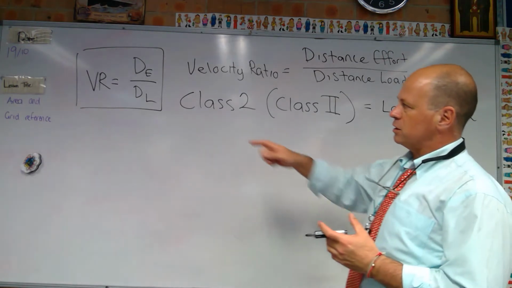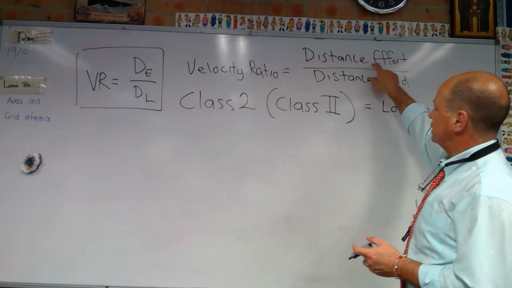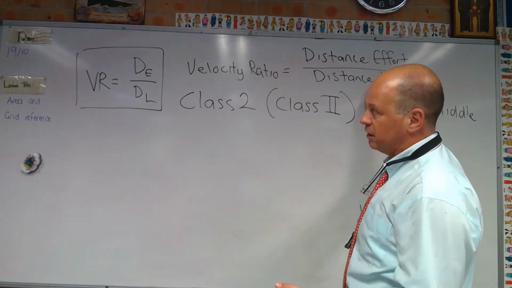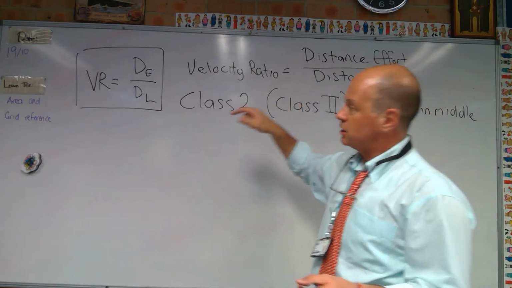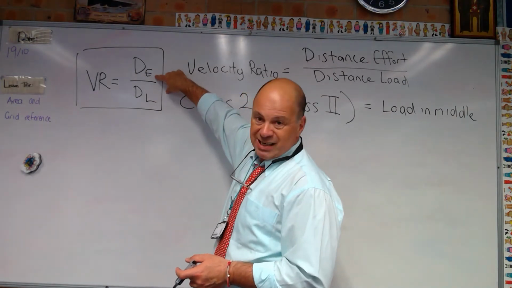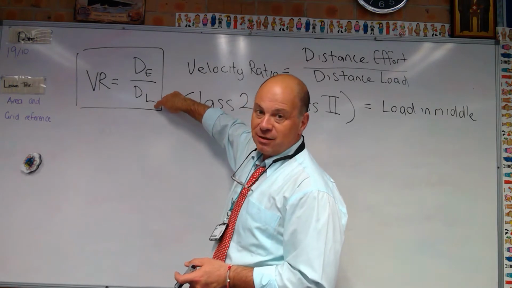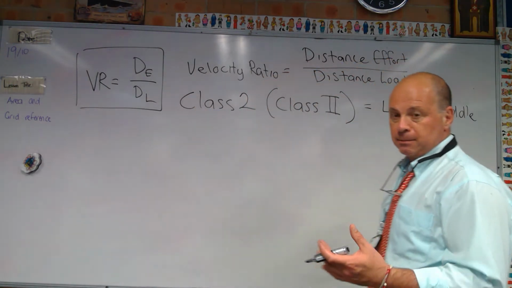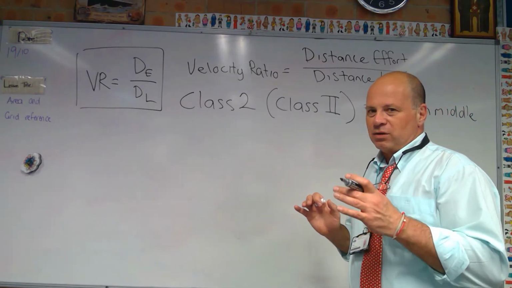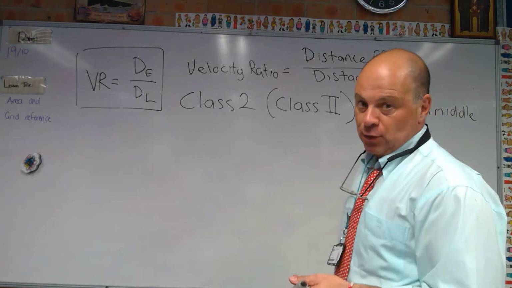Now, the velocity ratio equation, which is written in full here, velocity ratio equals distance of effort over distance of load, is the same for all the classes of lever, class 1, class 2, and class 3. And this is a simple way of writing it: D subscript E, distance of effort, over D subscript L, distance of load. The only difference is you need to know how to work out what distance of load and distance of effort are for class 2. And the first time I did it, I got it wrong.